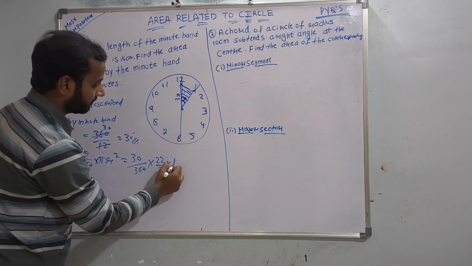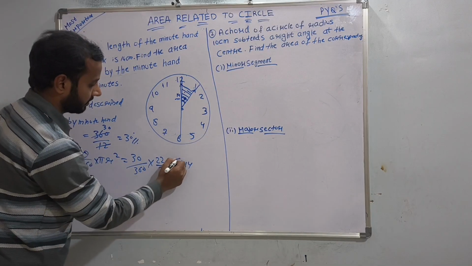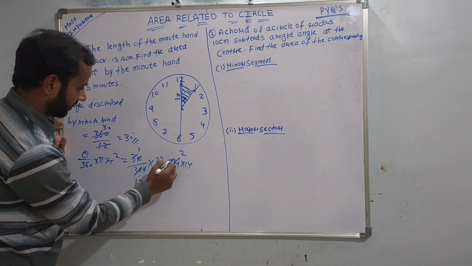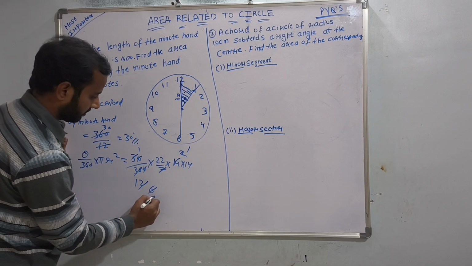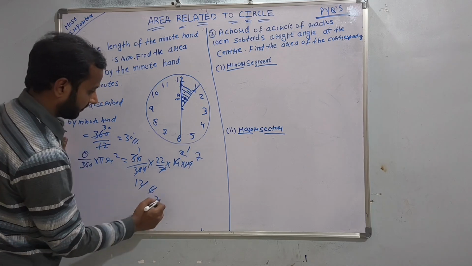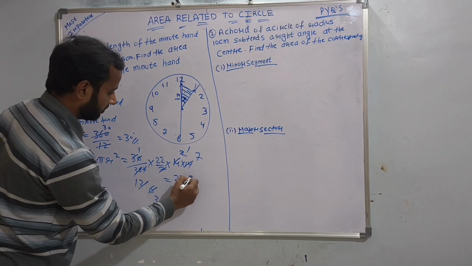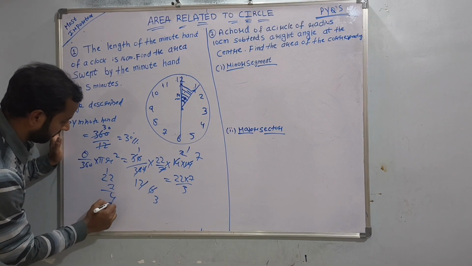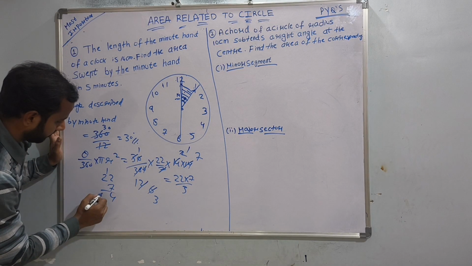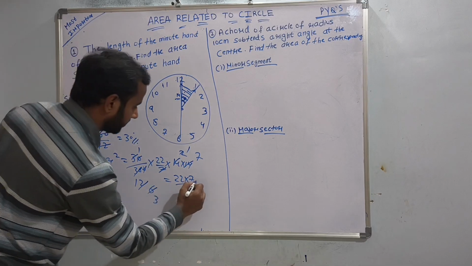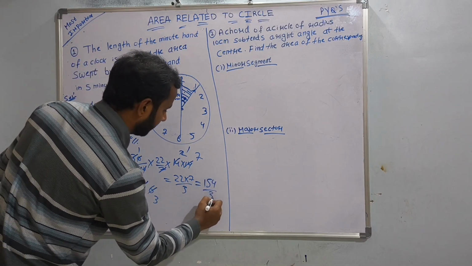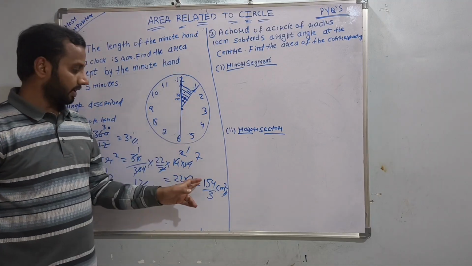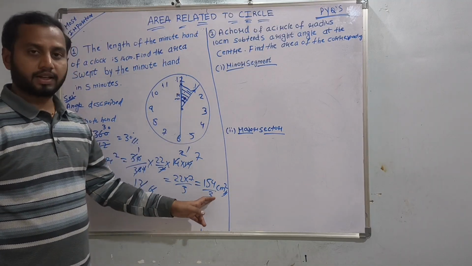Radius they have given is 14. 7 ones are 7, 7 twos are 14, 0 cancels. 3 ones are again, 2 ones are 2, 6s are 2, 3s are 2, 7s are... 22 into 7 divided by 3. 22 into 7 is 154. That is 154 by 3 centimeter square. The area swept by the minute hand in 5 minutes is 154 by 3 centimeter square.